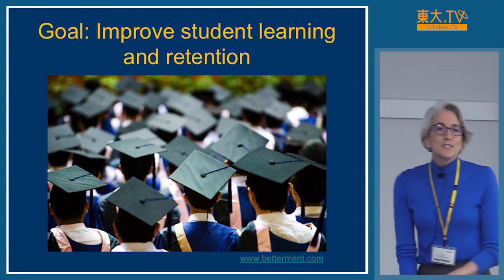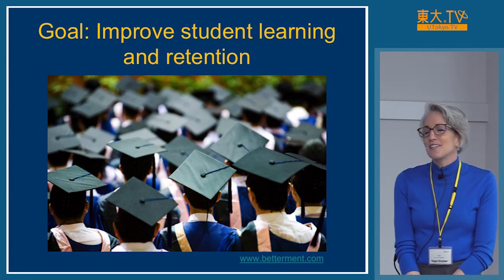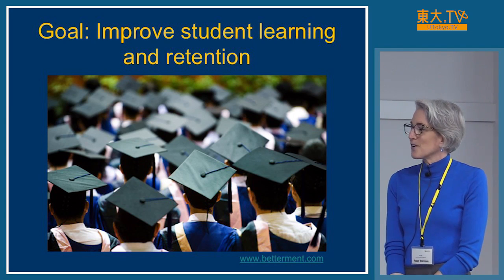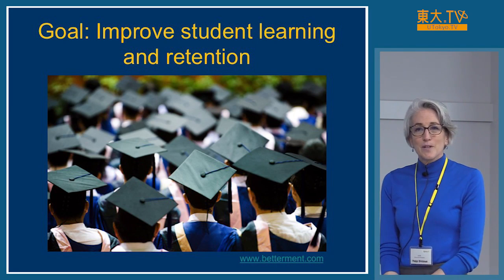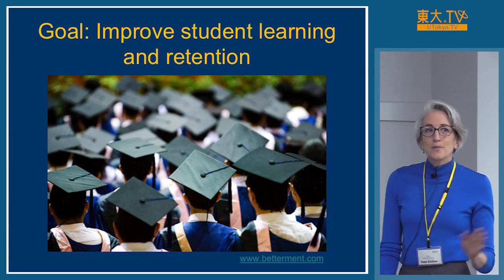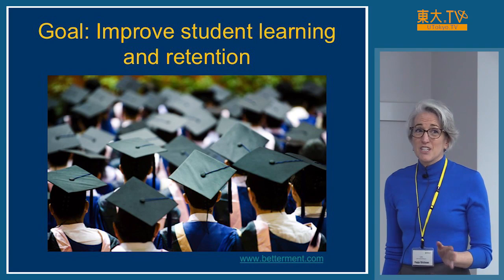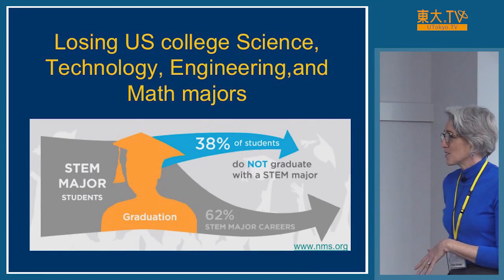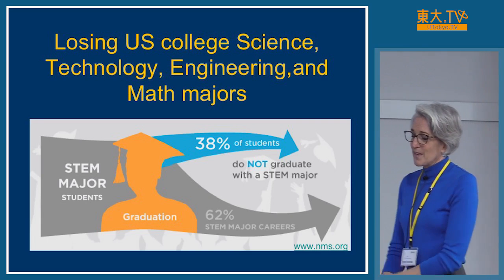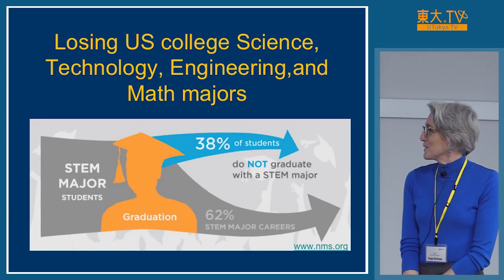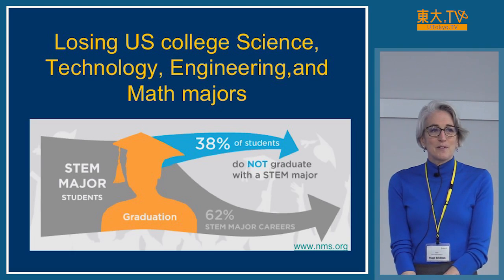I'll start by saying not everyone's in the sciences, and certainly you are not in the United States, but in the United States, our real goal for transforming the way science is taught at the college level is to improve not only student learning, but also retention. Retention is one of our biggest issues. This is a chart showing how many STEM majors we start with in the United States, and we tend to lose about 40% of them.